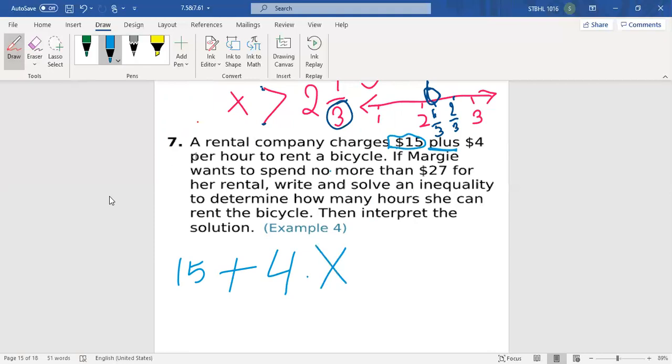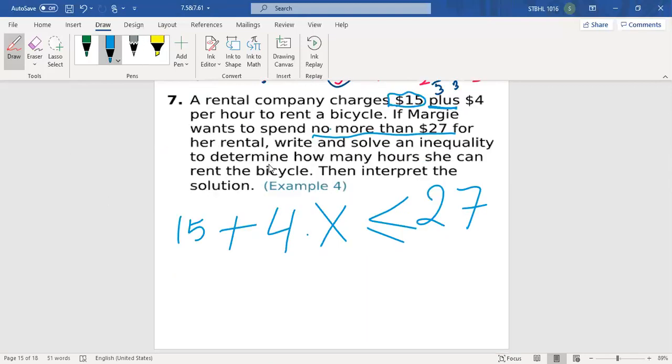If Margie wants to spend no more than, what does that mean? No more than means less than or equal to 27. Okay, so the question asks you to write first, and you wrote the inequality. I wrote it. Okay, good. Now solve it.